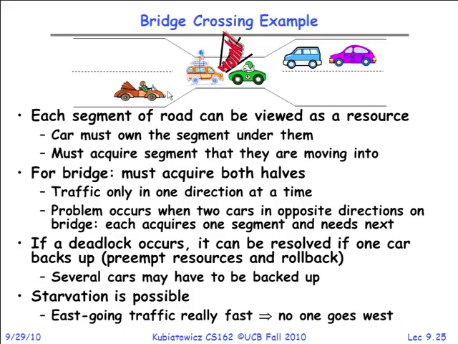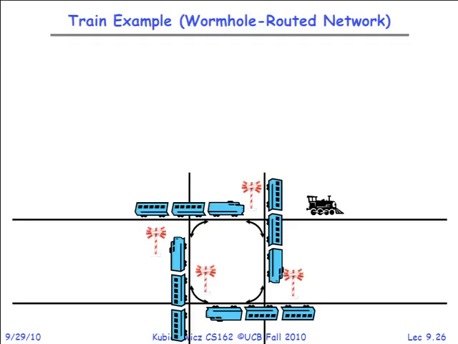Okay, questions? Now, here is a more realistic one. Well, that one was pretty realistic, actually. I kind of hate those one-lane things because usually it means there's very little road on one side. But here's a wormhole-routed network, which is actually a situation you find in a lot of multiprocessors.